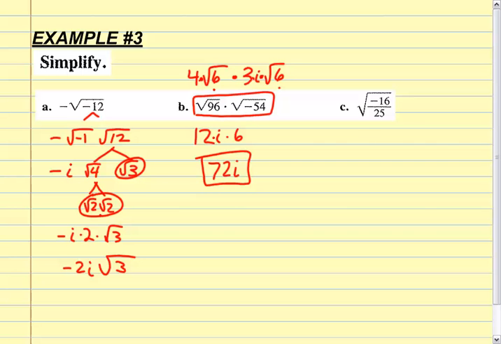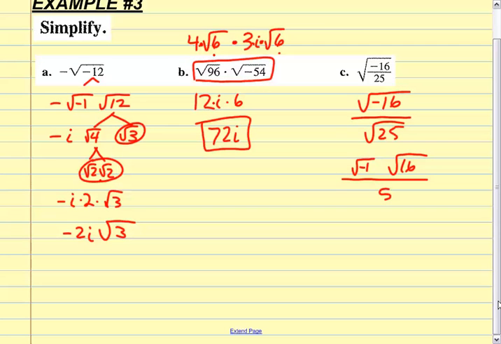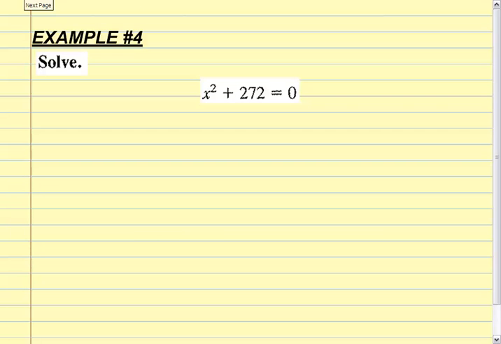Okay? Now look at this. This is root negative 16 over root 25. Okay? That's going to be root negative 1 times 4, right? Because root 16, I'm sorry, let me make it root 16. We'll simplify that again. Root 16 all over 5. Okay, well, we know that this is i, this is 4, so that's 4i over 5. Beautiful. All right. Now, let's see what example 4 is. Solve this. Oh, this is easier than the other stuff.